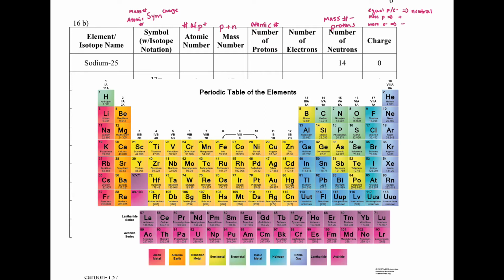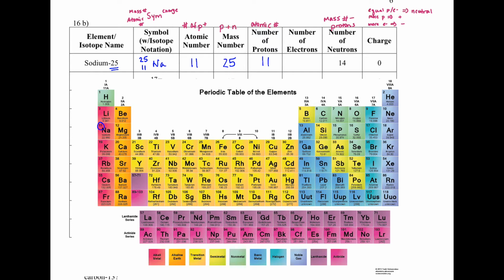So for this first row, truly, the only thing we know is that our element is sodium. So since our element is sodium, I know that the symbol would be Na. This 25 is always the mass number, so that would go in the upper left here and right here. The atomic number for sodium, if we look on our periodic table, would be 11. So we can fill that in there and there, as well as there.